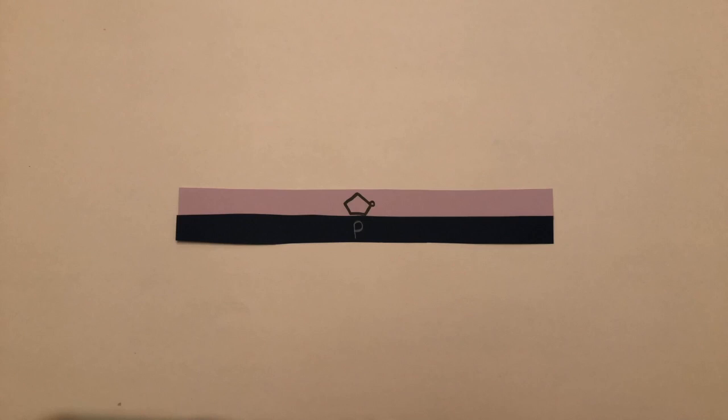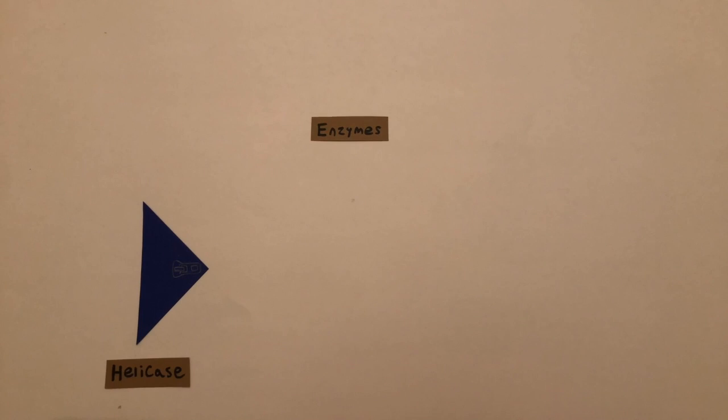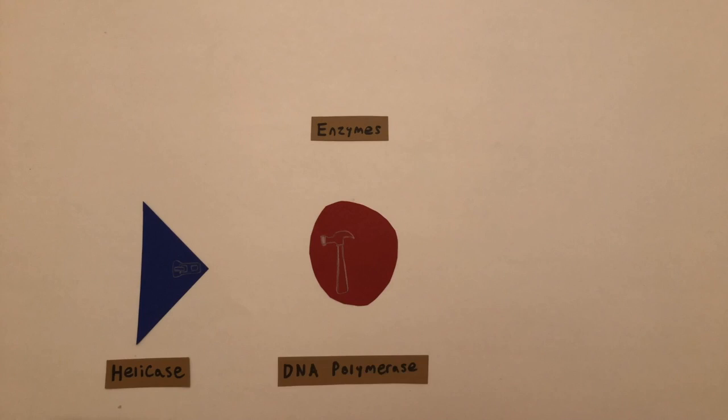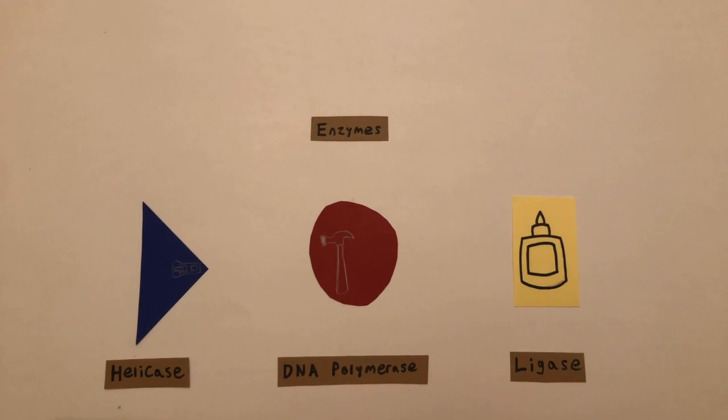of DNA. The process of DNA replication is run by a few enzymes. The main ones are DNA helicase, the unzipping enzyme, DNA polymerase, the builder enzyme, and DNA ligase, the gluer enzyme.